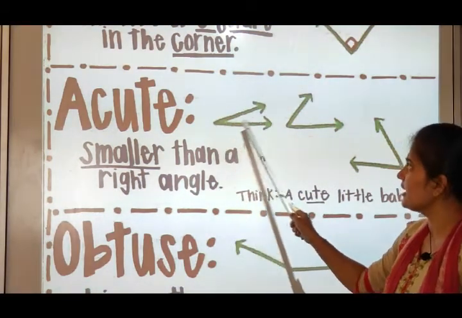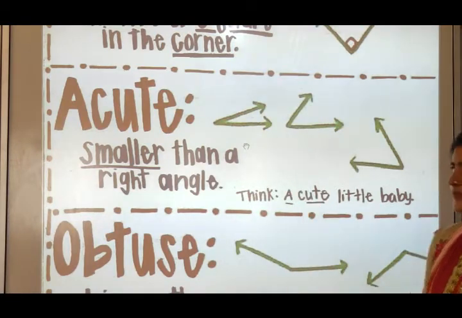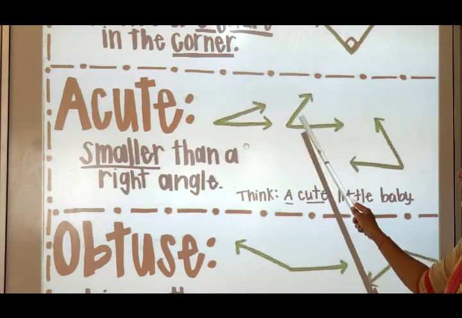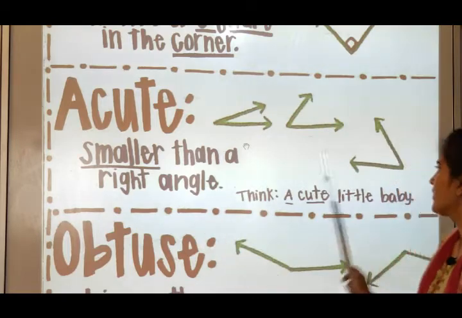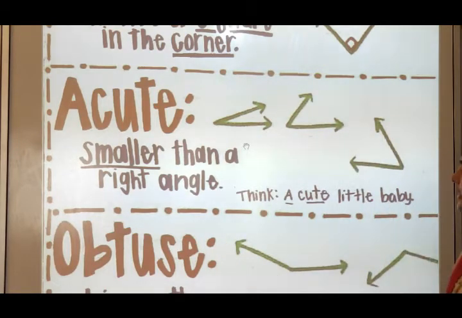Here you can see this is smaller than a right angle. Here also you can see it is not making an L but less than an L. Here also the next example is given.